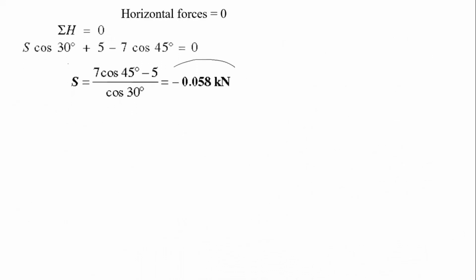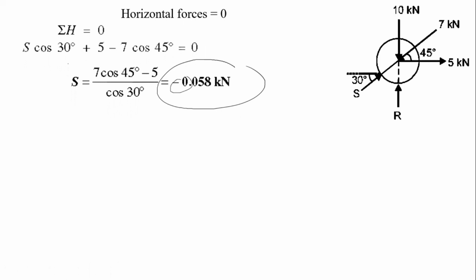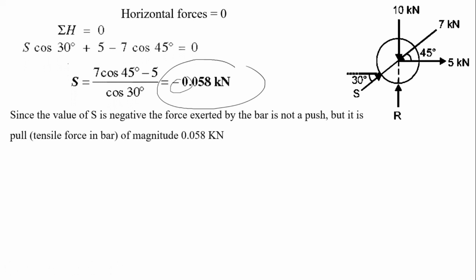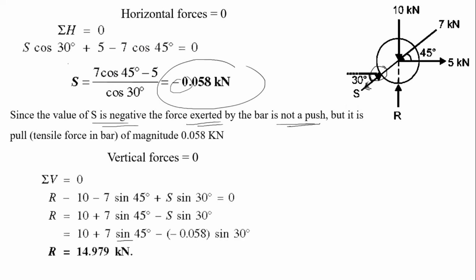See, the FAC value comes as a negative value. Since the value of S is negative, the force exerted by the ball is not a push, which means it is not towards the ball but towards downward, right. And the vertical force is equal to 14.979 kilonewton, right.